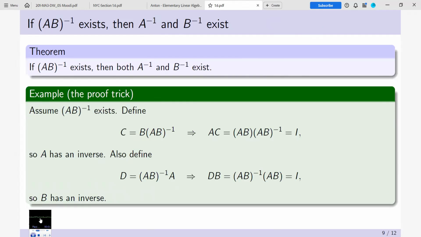The strategy is, build a right inverse or a left inverse using the inverse of AB. Once you get an identity on one side, square matrices can't fake it. They must be invertible.